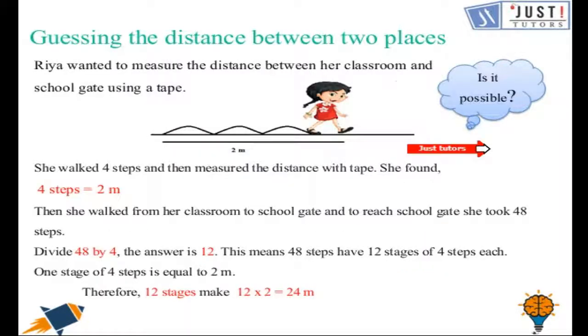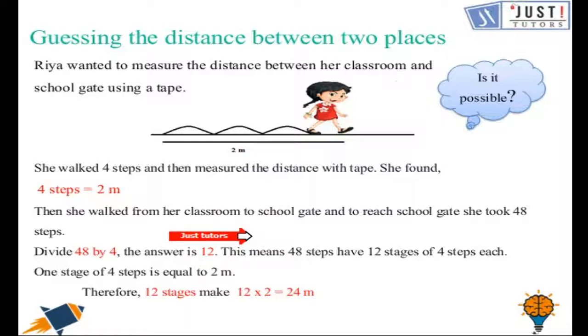So can we guess the distance between two places? Let's find out how. Ria wanted to measure the distance between her classroom and school gate using a tape. She walked 4 steps and then measured the distance with the tape. She found that 4 steps equals 2 meters. So again, she walked from her classroom to school gate, and to reach school gate she took 48 steps. So let's see how many groups of 4 we can make out of 48, because we know the 4 steps are approximately equal to 2 meters.